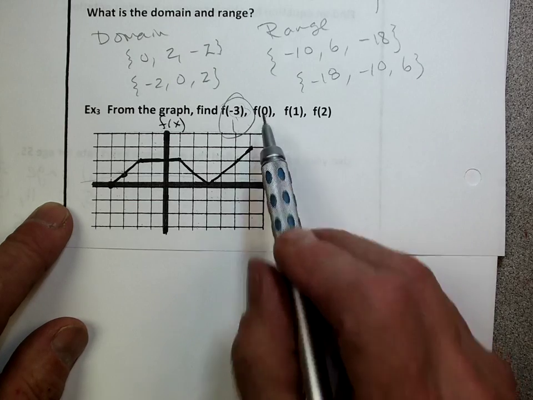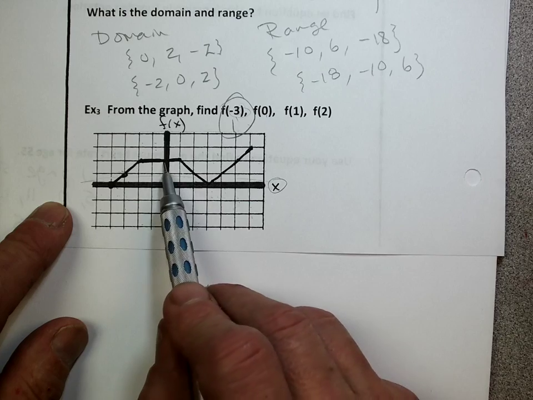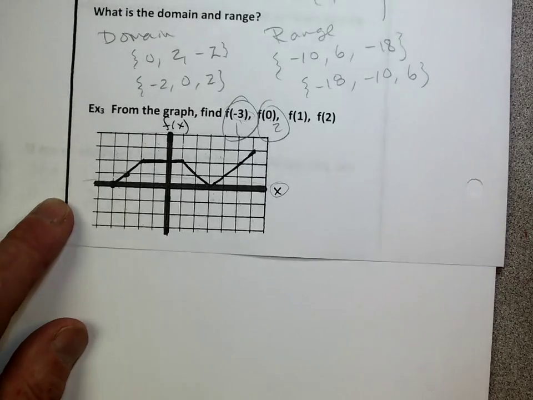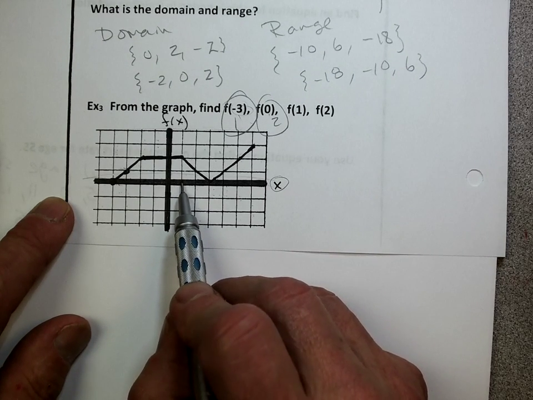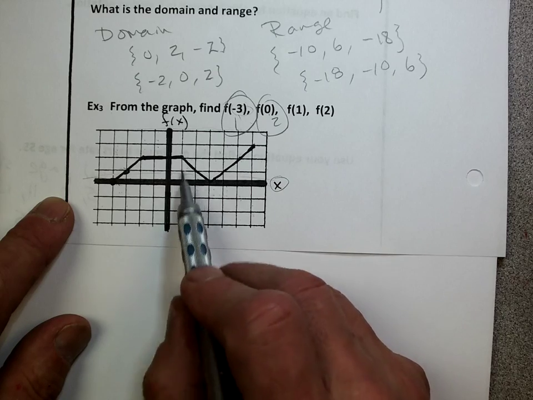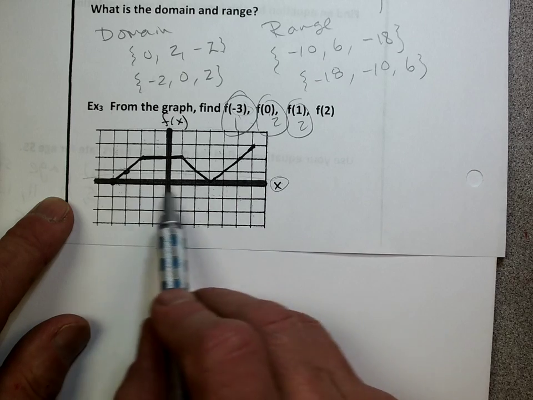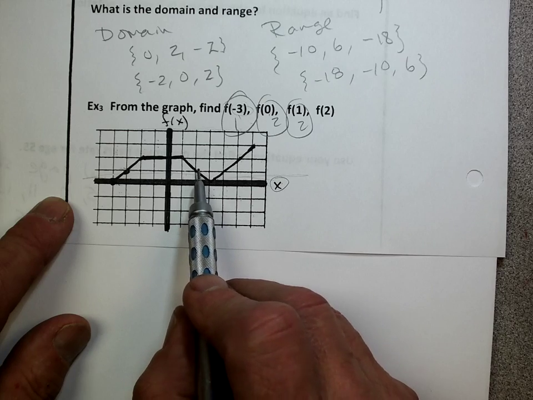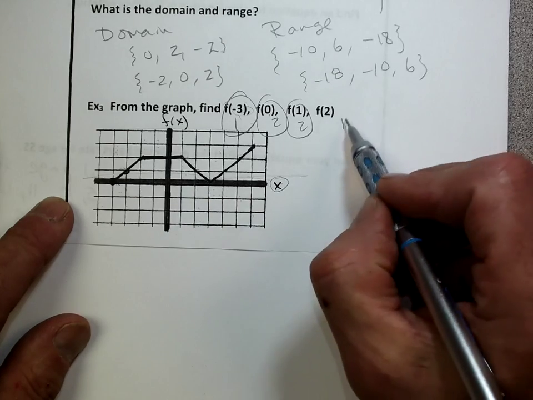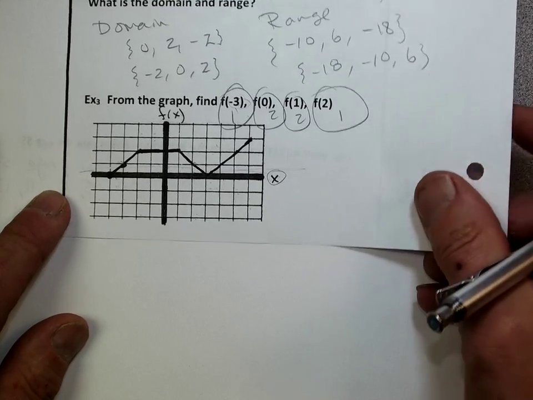F of 0. Find 0 for x. The answer is its y value, which is 2. See how easy that is? Okay. F of 1. Find 1 on the x value. The answer is the corresponding y value, which is 2. F of 2. Find 2 on the x value right there. The answer is the corresponding y value, which is its height, which is 1. Easy, right? Okay, ready to turn the page?